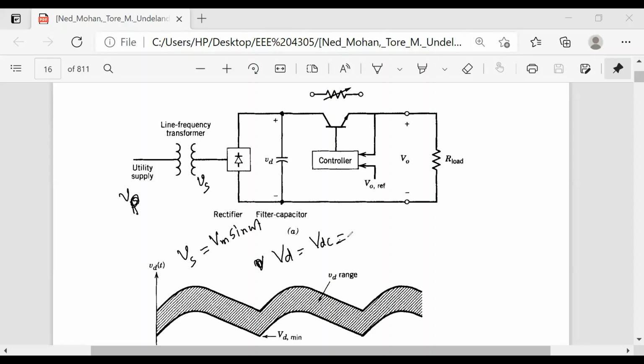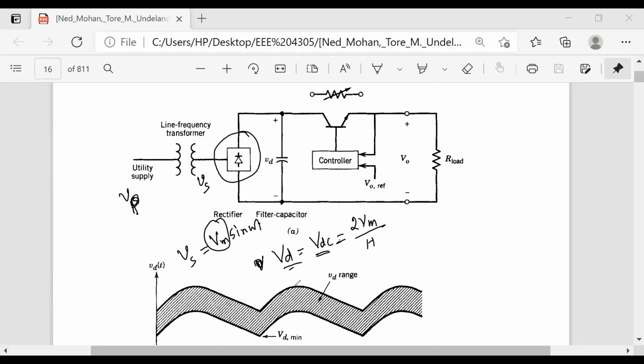Can anyone tell me what will be the expression for the full rectifier? This is the uncontrolled rectifier. Uncontrolled rectifier means we are using the diode. Then it will be 2 Vm by pi. Can you remember this? Yes, sir. So this Vm is the peak value. So if it changes by 10%, look here, your VDC or VD will change.